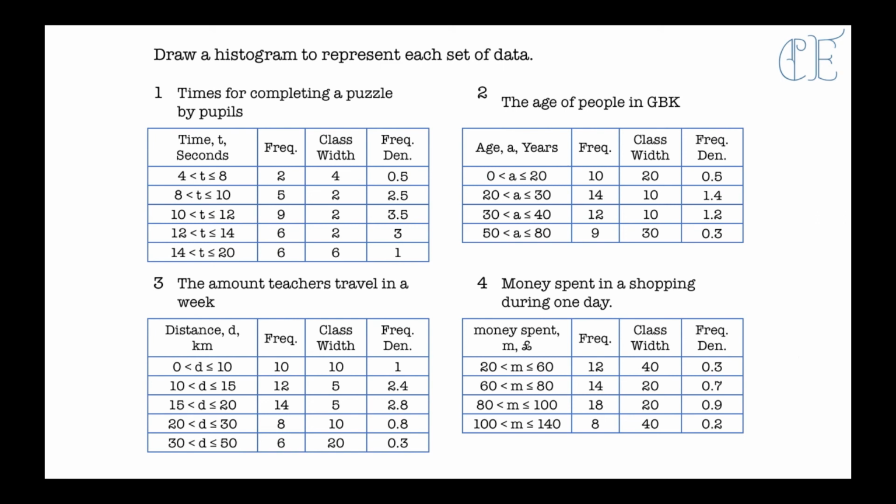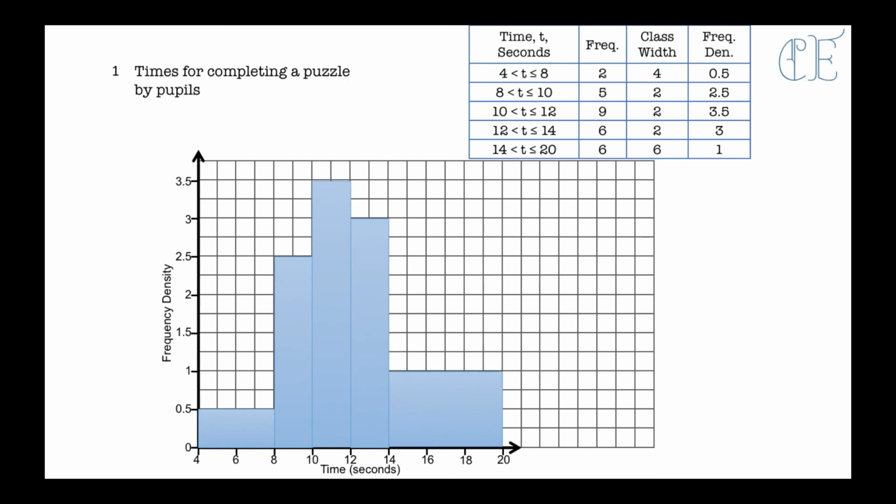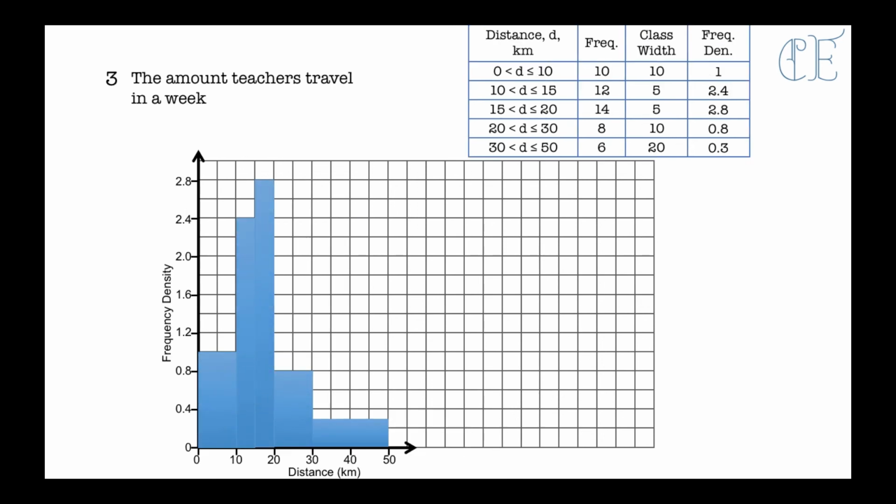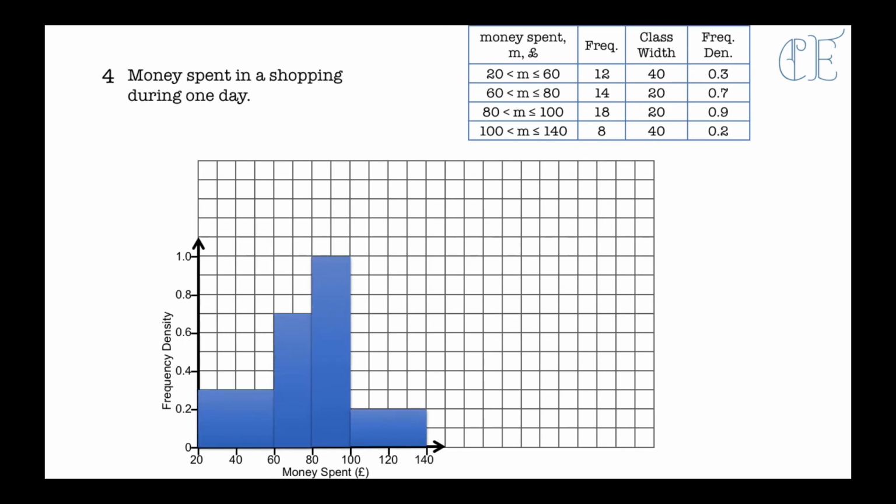I'm now going to show you the actual histograms and what they should look like. So here is the histogram for question 1. Pause the video if you need to have a longer look at it. Here is the histogram for question 2. Here is the histogram for question 3. And here is the histogram for question 4.